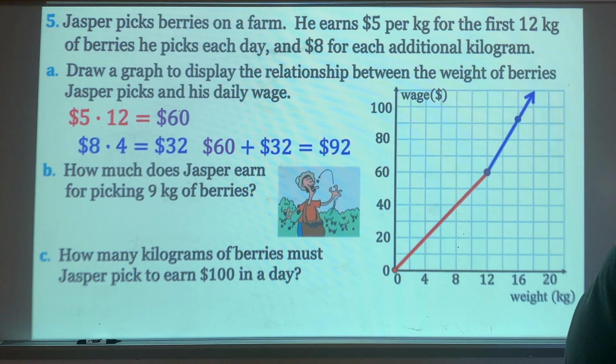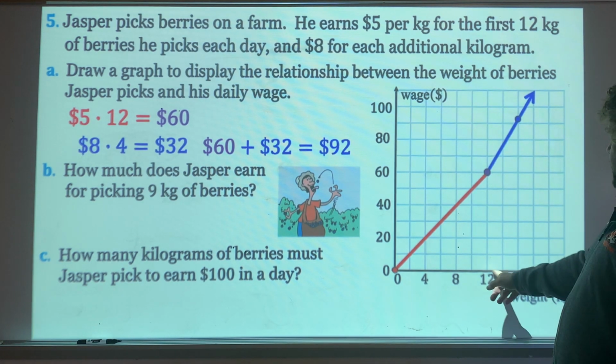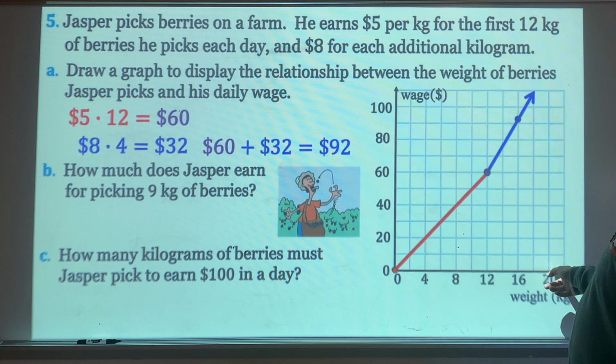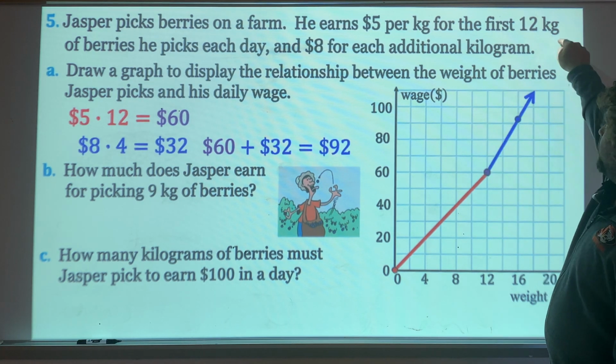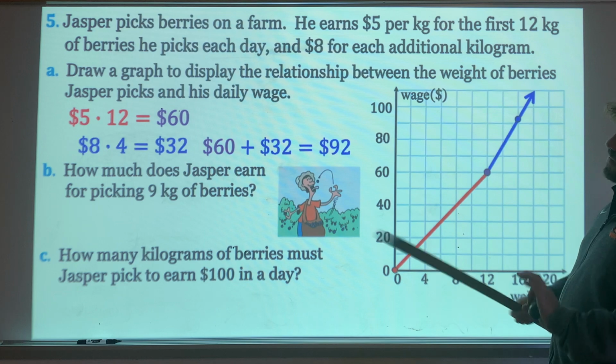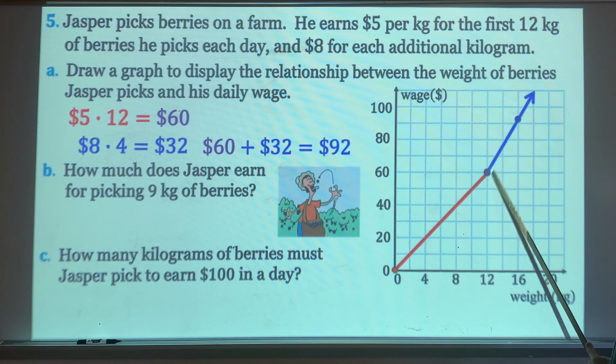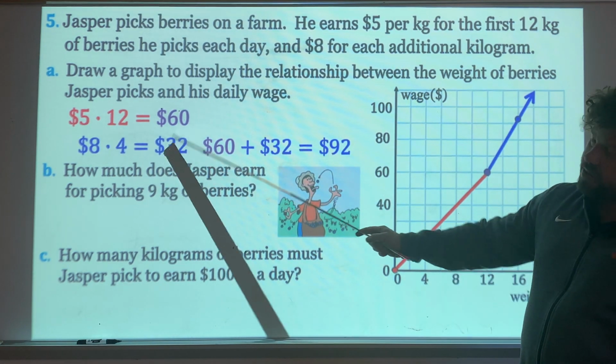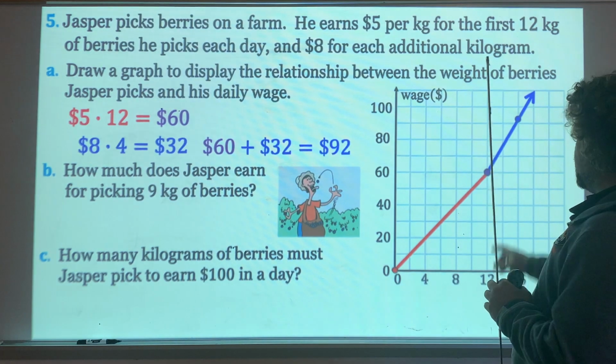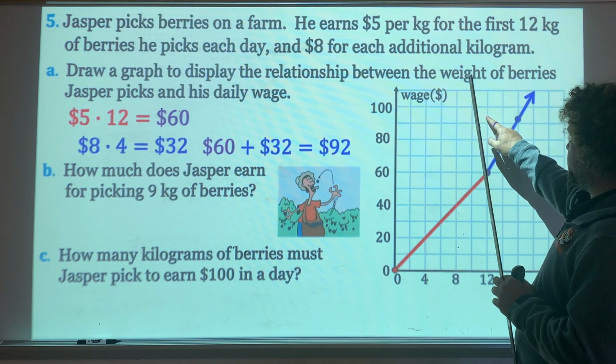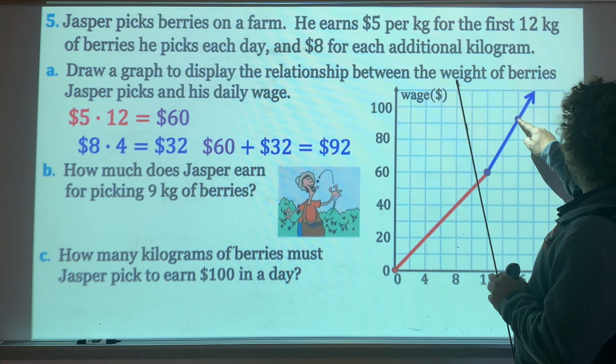your graph. The reason I couldn't do 20 is this would be 8 times 8, which is 64. 60 plus 64 would be up here. Now the reason I have to add 60 to it is you already made $60. So now you're making $32 on top of that $60. So at 60, I add my 32, and that took 4 kilograms again.